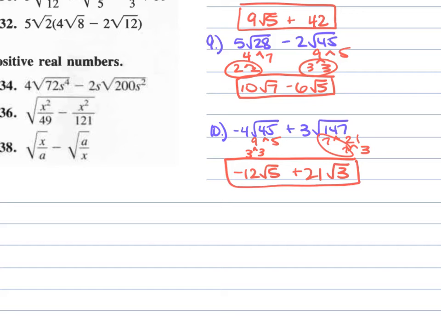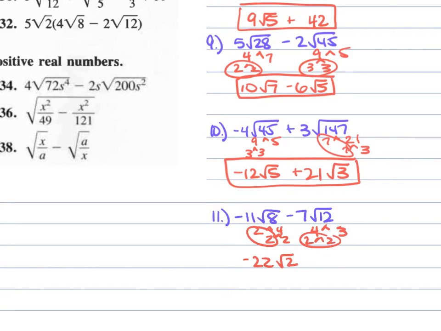For 11, we have negative 11 square root 8 minus 7 square root 12. The 8 is 2 and 4. The 4 is 2 and 2. This is going to give us negative 22 square root 2. The 12 is 4 and 3. 4 is 2 and 2, so that's 7 times 2, which is negative 14 square root 3. So negative 22 square root 2 minus 14 square root 3.